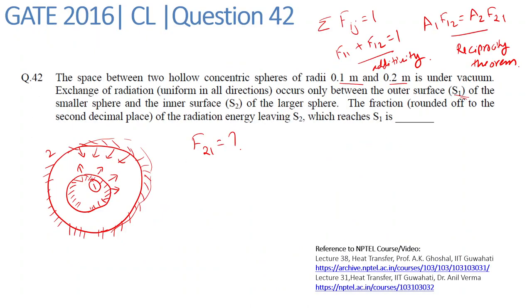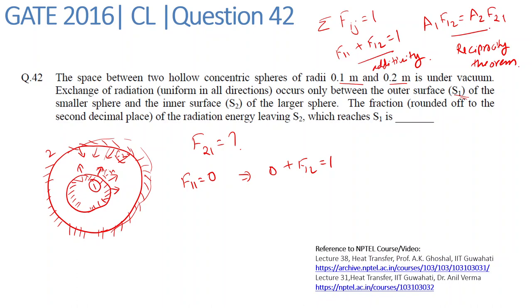Now any radiation which leaves the first surface won't come back to surface 1 again. It will come back only after reflecting, and if it reflects back from the first surface, then we treat it as F11. Since none of the radiation leaving this outer surface will come back to the same surface again, we write F11 as 0. Putting F11 equal to 0 in the additivity rule gives us 0 plus F12 is equal to 1.